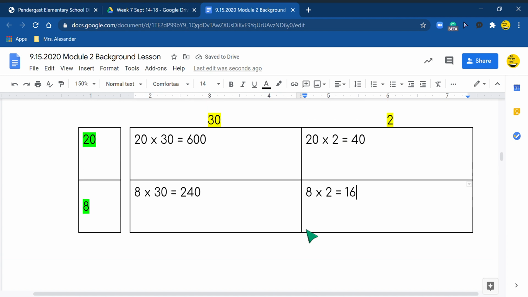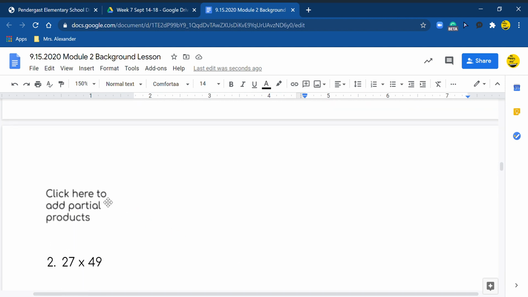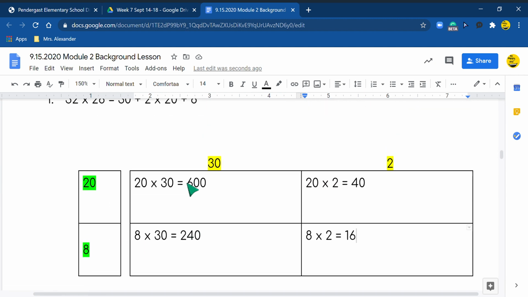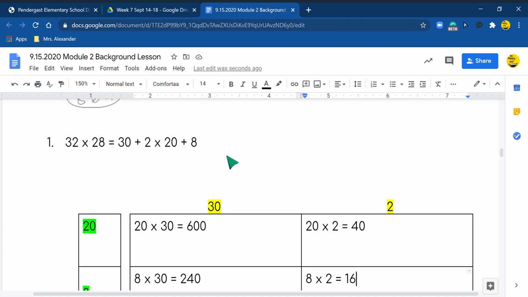Now I need to add it up. You can do it a few ways. You can do it in your head, or you can do it on paper, or you can do it here at the scratch board. I'm going to quick do it in my head because I can see this pattern. I can do 600 plus 240, which is 840. I'm going to add 40, which is 880. And then I'm going to add 16. So this will end up equaling 896, you guys.